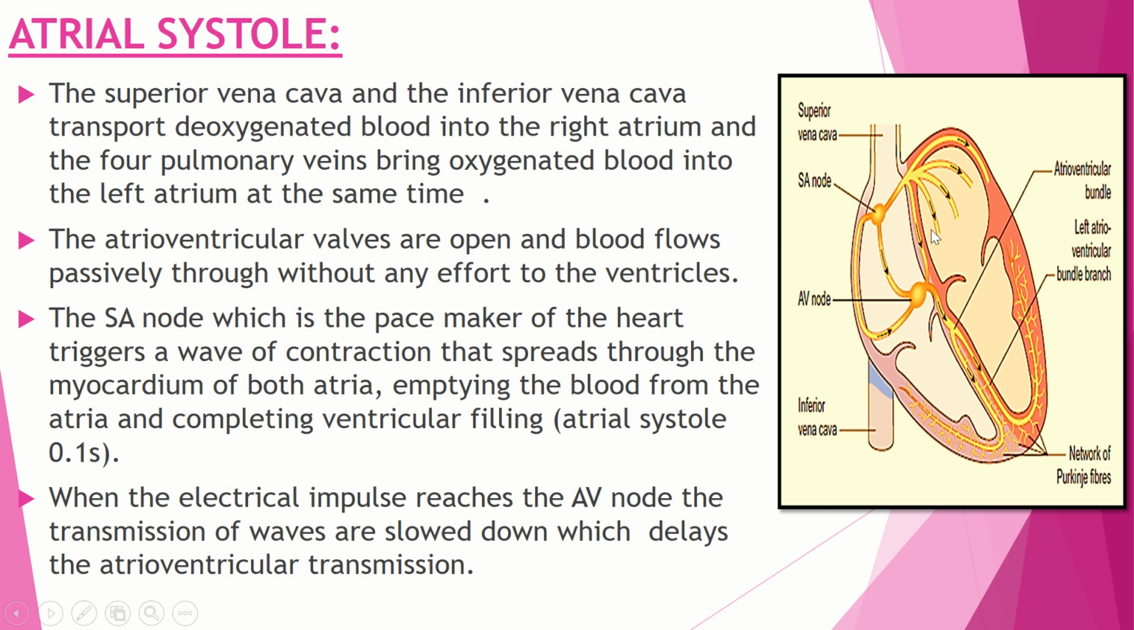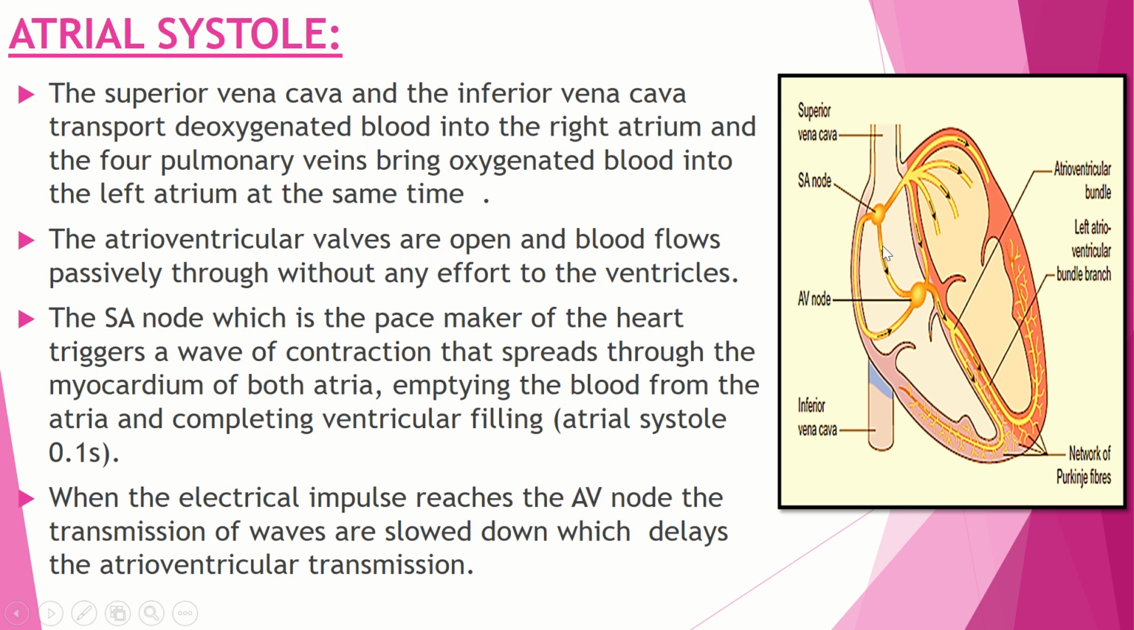So the blood will be coming to the ventricles within 0.1 second, that is the atrial systole, which happens in 0.1 second. When the electrical impulse reaches the AV node, the transmission of the waves is slowed down, which delays the atrioventricular transmission. All these electrical signals are carried to this AV node. This is the second one which creates the electrical impulse.